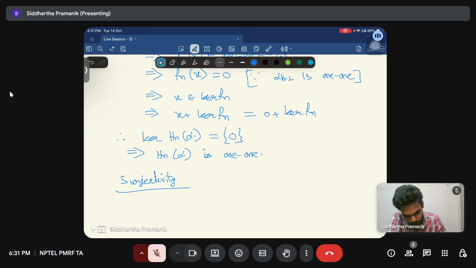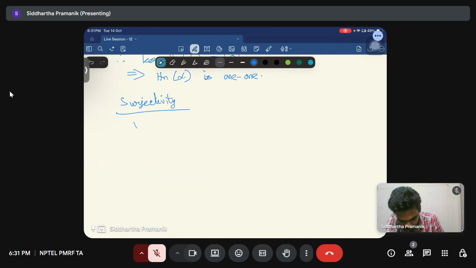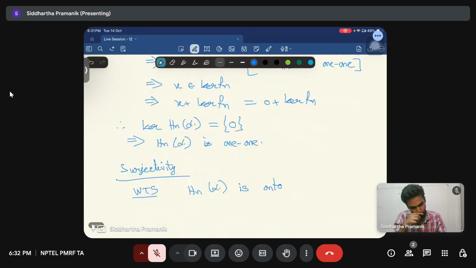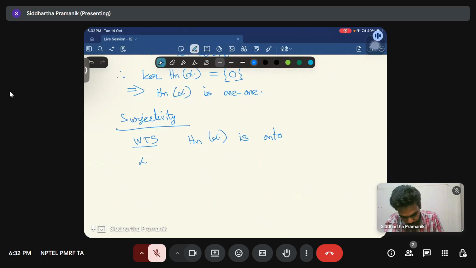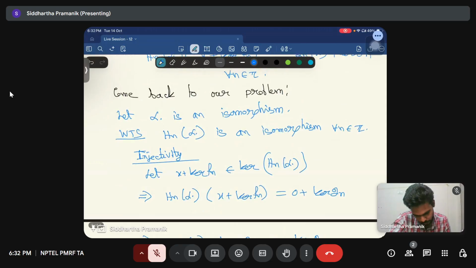So we need to prove that H_n(alpha) is surjective. So we want to show H_n(alpha) is onto. So we need to take an element from the image. So let y plus image.